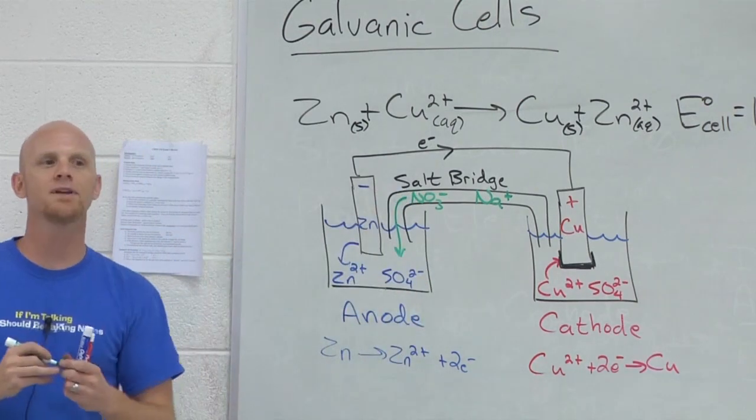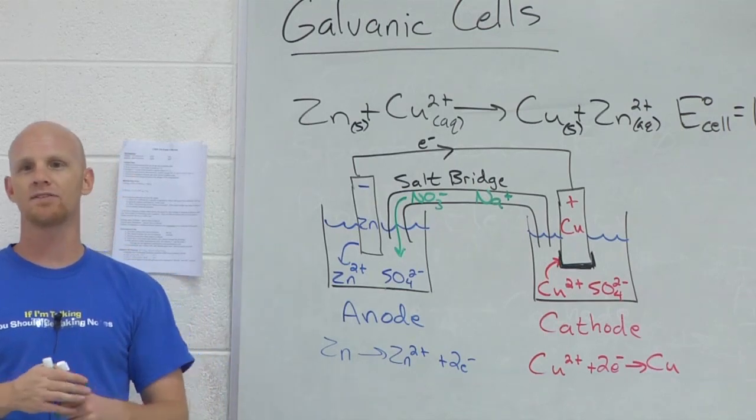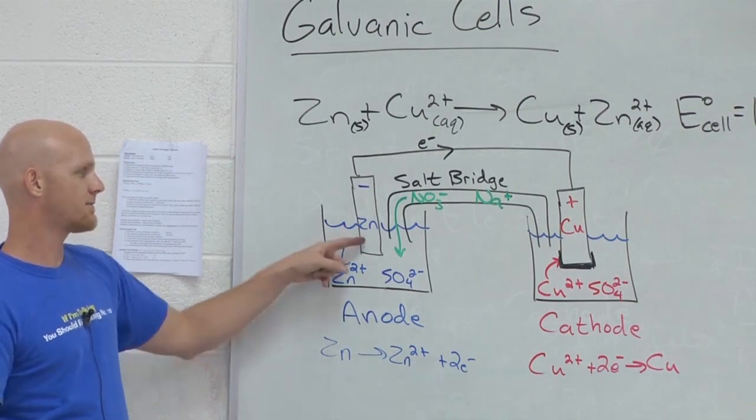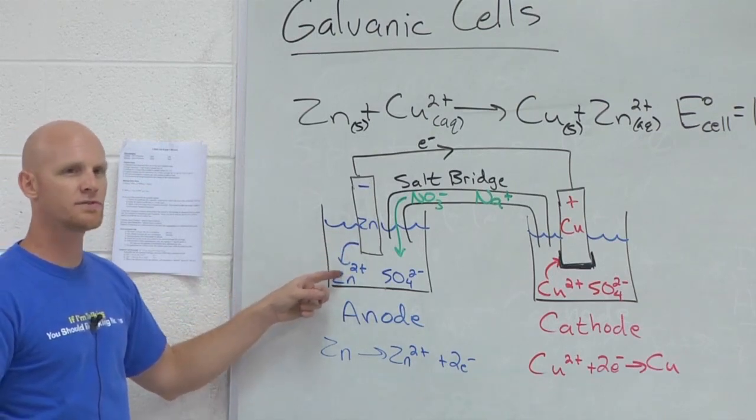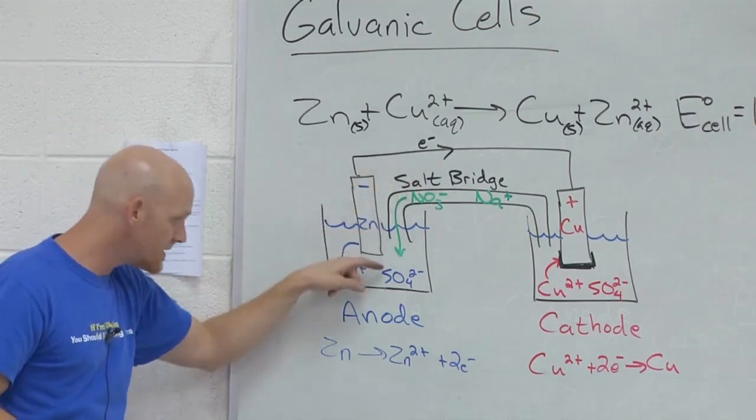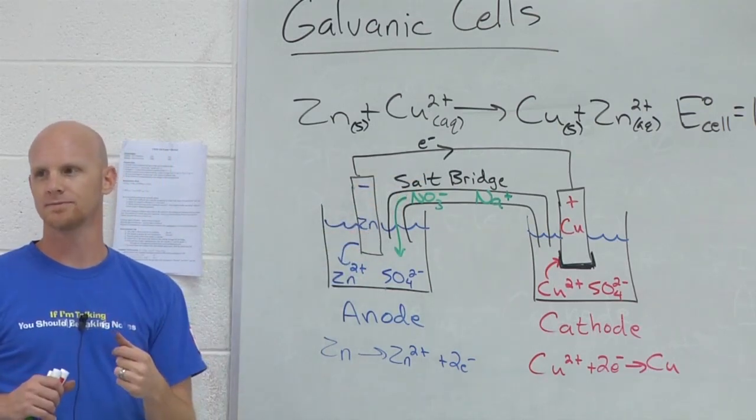Anions from the salt bridge travel to the anode. It makes it easy to remember. Anions travel to the anode. For every cation you produce, we'll have an equivalent amount of ions, charge-wise, coming in to keep that solution neutral.